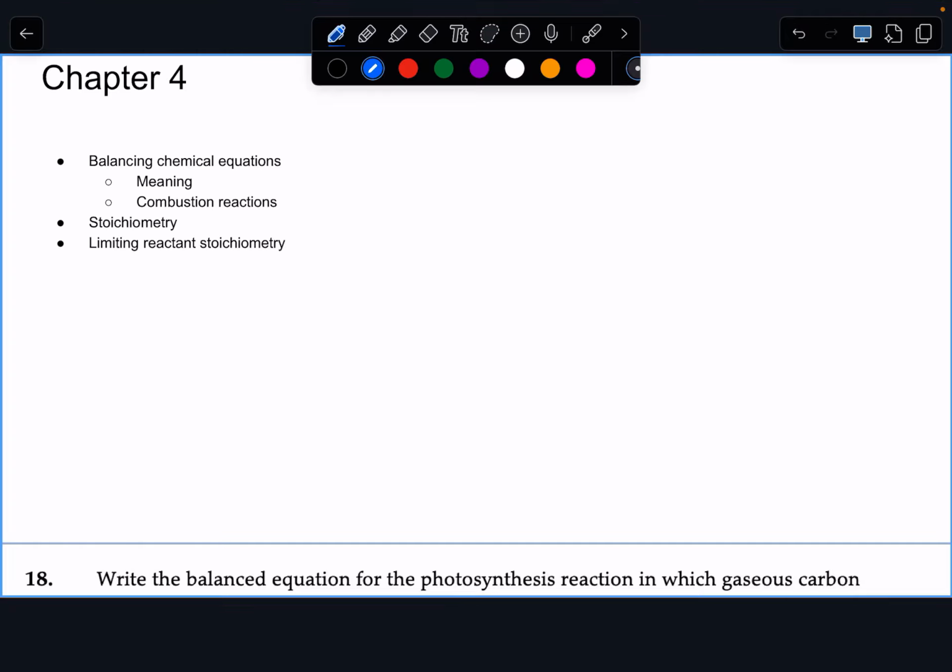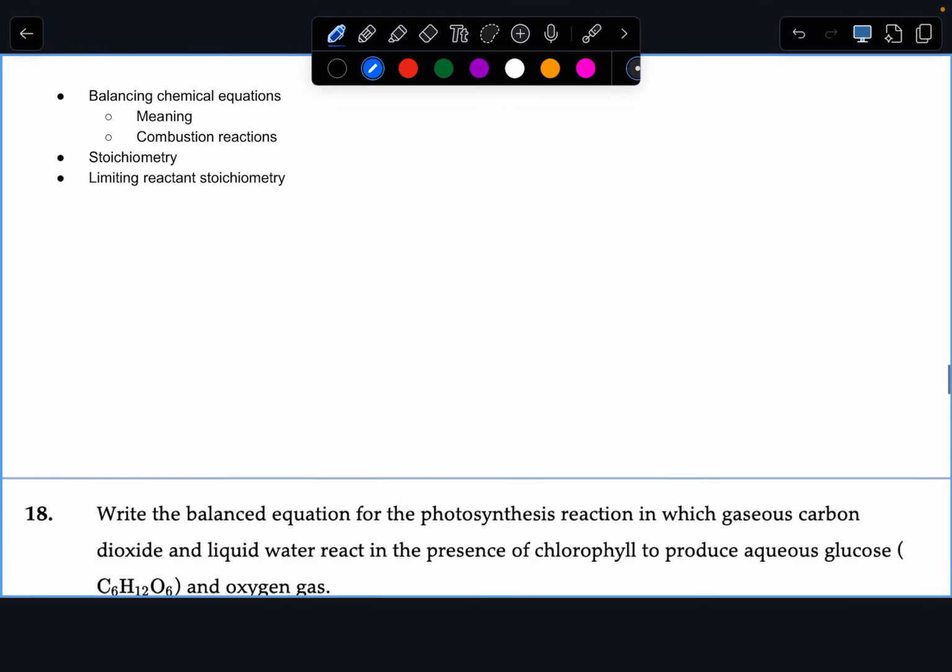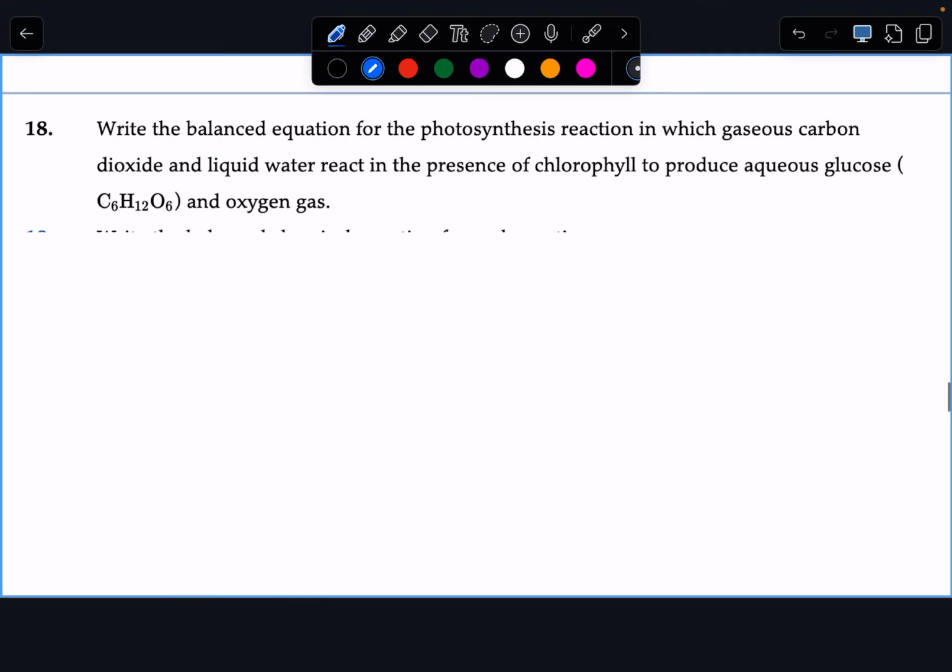It's just you're practicing it grams to grams in chapter 4. Then you're going to do it molarity to moles in chapter 5. Then you're going to do it ideal gas to moles in chapter 6. So you'll do lots of limiting reactant problems when you're studying 3 and 4 as well as 5 and 6. So let's start with this one, which you have to actually write out the equation and then balance it. We'll just do 1 for balancing equations.